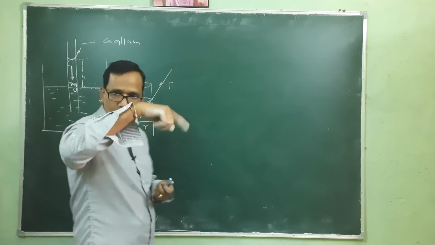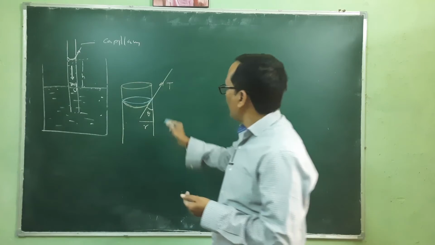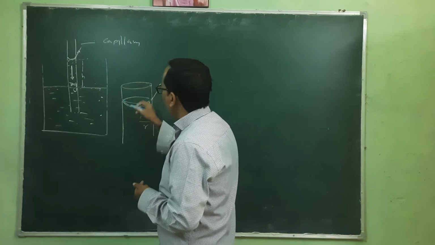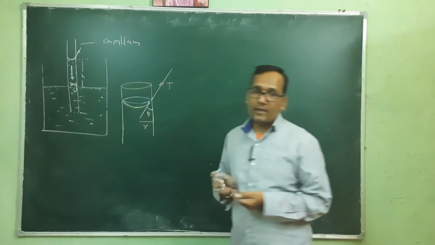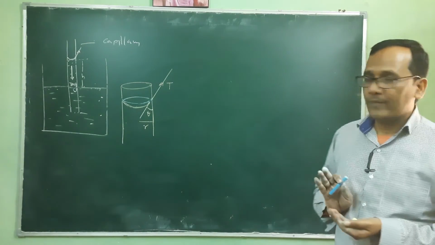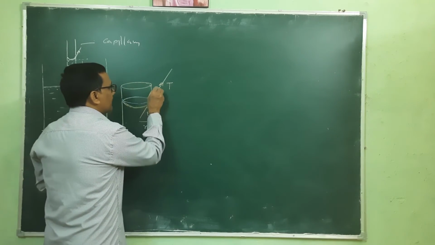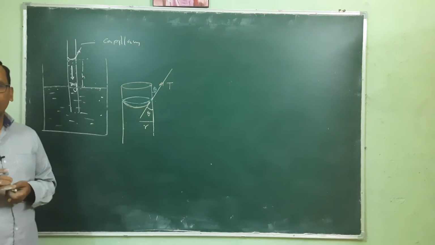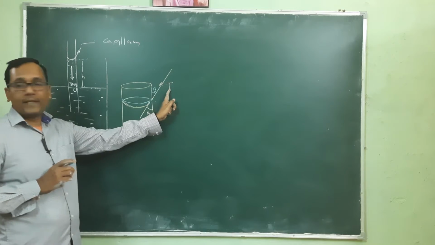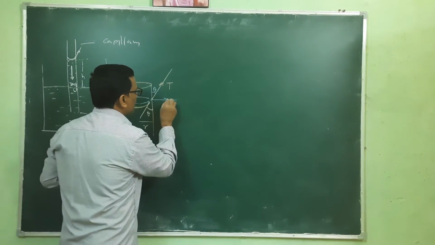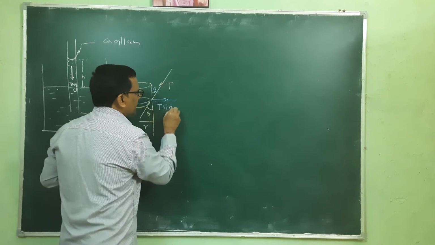This is a cylindrical tube, so the direction of the surface tension is toward this, like this in all directions. On the other surface it will be the same. If this angle is theta, obviously this angle will also be theta. If we take the component of this T, the component of T toward this will be T sine theta.